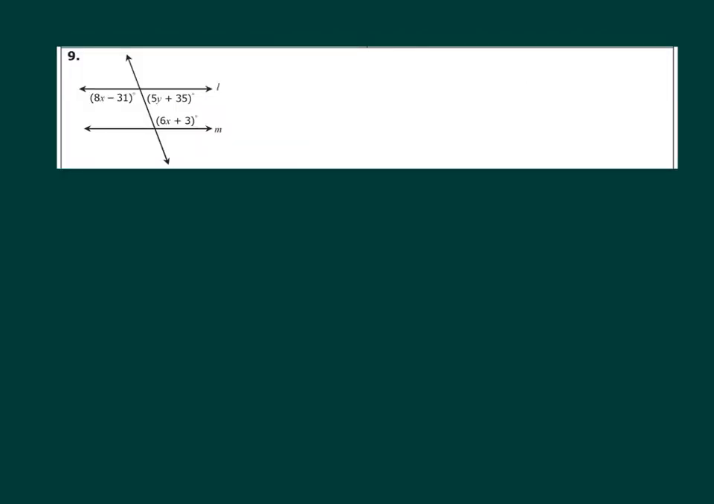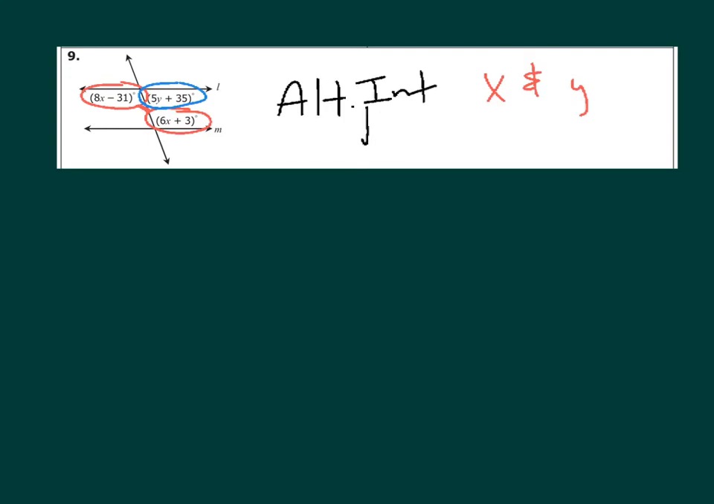Now, this time we have an x and a y to solve for. So first I'm going to try to do something that I can solve, right? I see my x is here, my x is here, and this third one involves a y. So I can only write algebraically something with one variable. So I got the 8x minus 31 and 6x plus 3. What is their relationship? They are alternate interior angles, which implies that they are congruent.